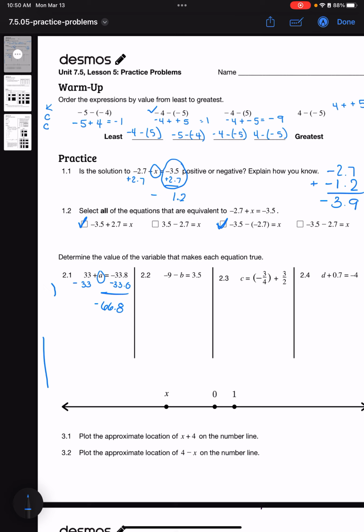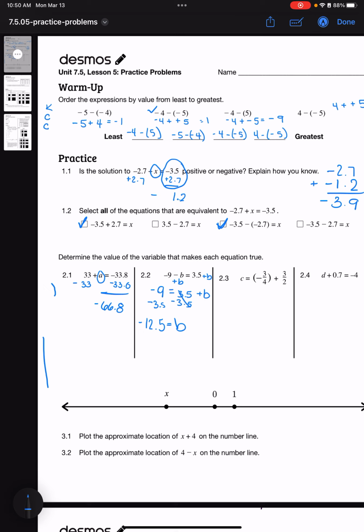Now, when I have a negative variable, I could do -9 equals, I'm going to add b to each side, 3.5 plus b, to keep my variable positive. And now I'm going to subtract 3.5 from each side. So b is going to equal, because I can combine these since they're both negative, 9, 10, 11, 12, -12.5.